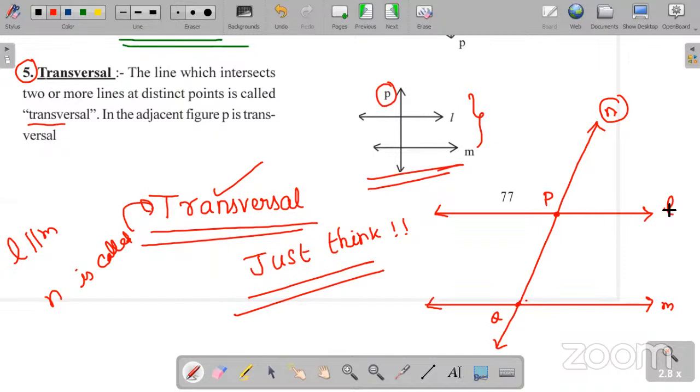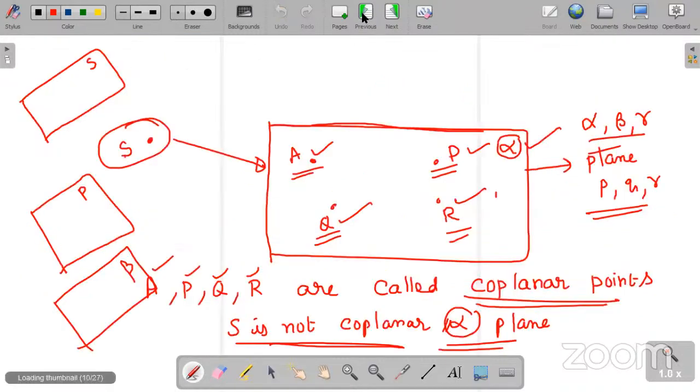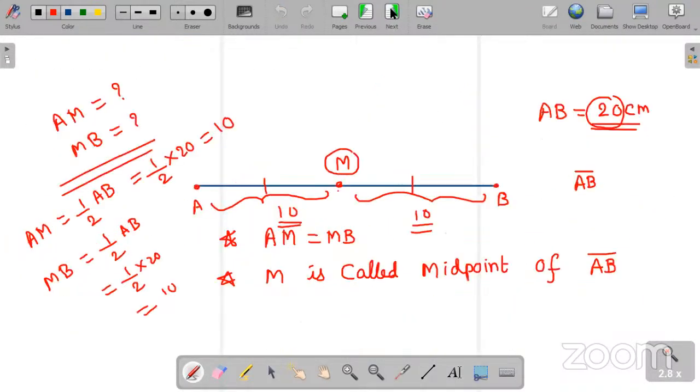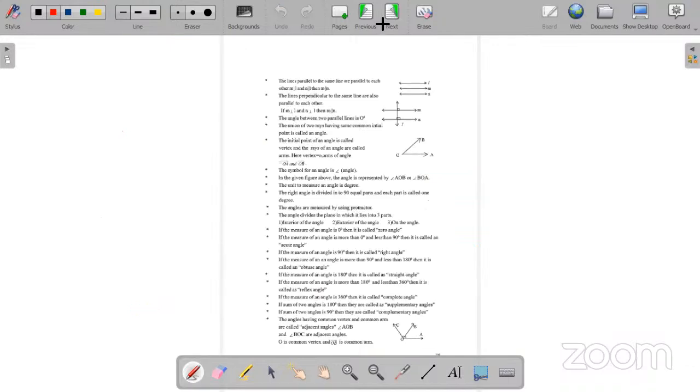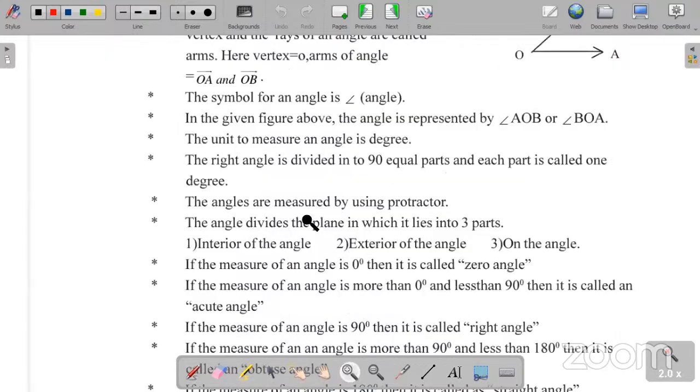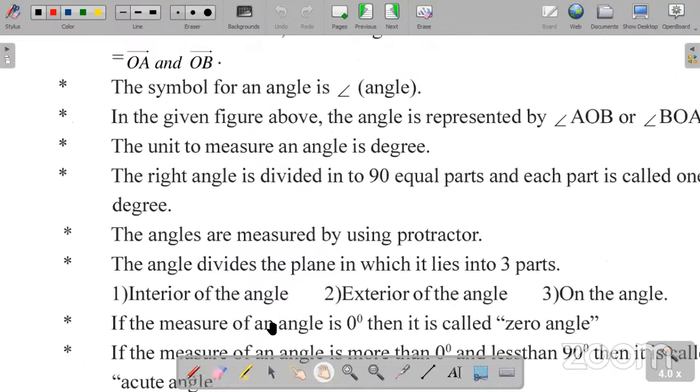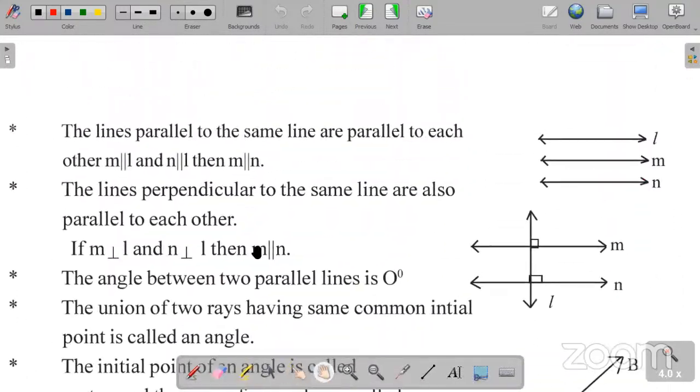See, if L and M are parallel, N is a line which intersects L and M at two different points. Then N is called a transversal. N is called a transversal. Right. The next concept we are going to discuss. These are very important points.